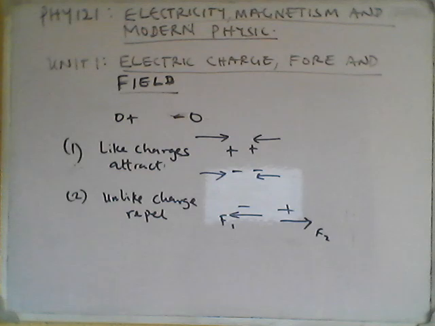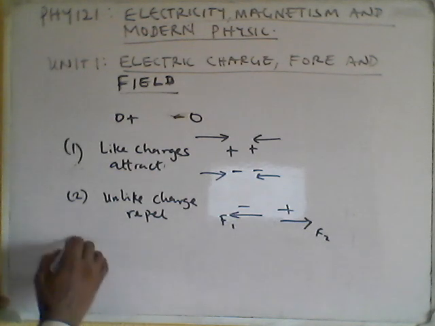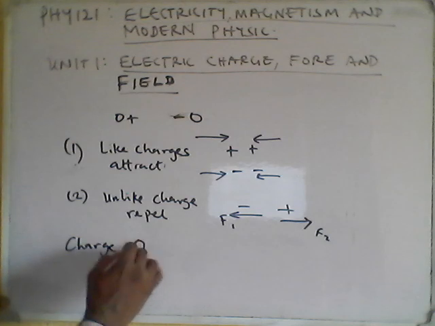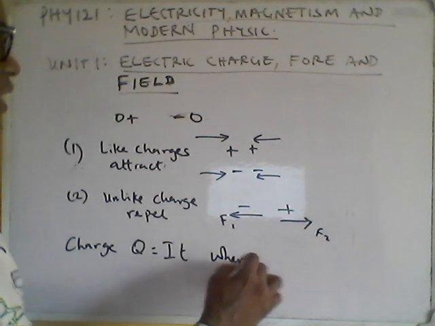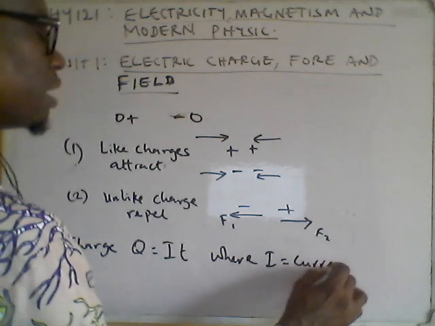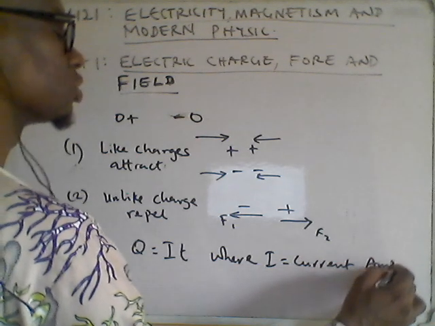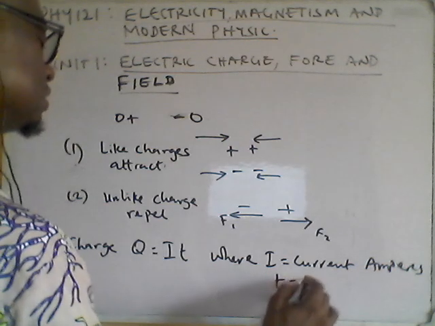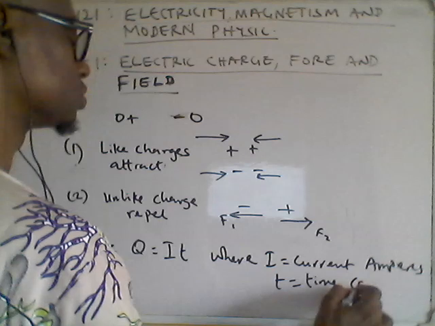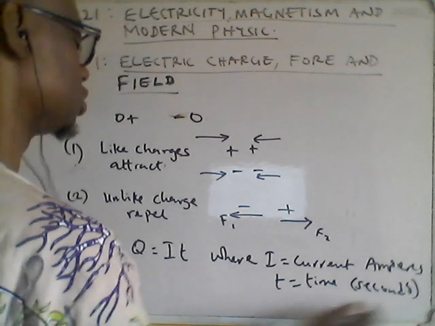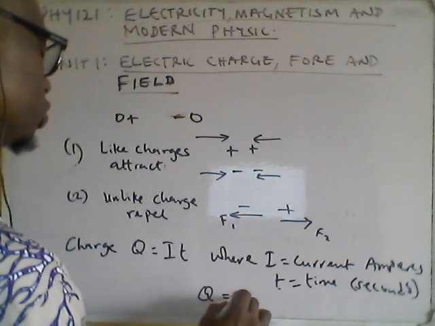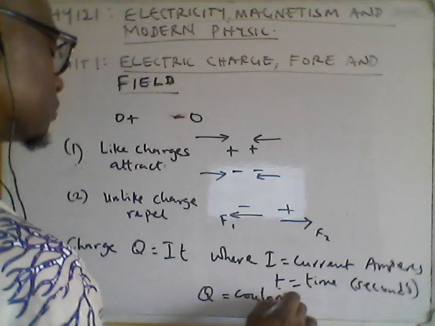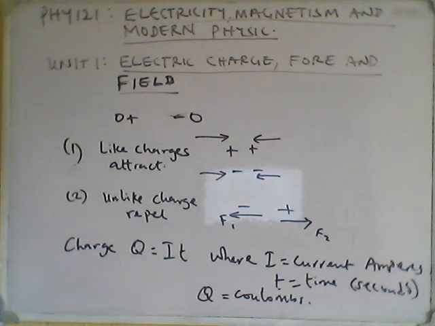But before we go to that law, this charge Q, the charge is denoted as Q, is also expressed mathematically as IT, where I is the current measured in amperes, and T is the time measured in seconds. So these are SI units for these two parameters. Already Q, quantity of charge, is measured in coulombs. So these are the units of the charge that we have.